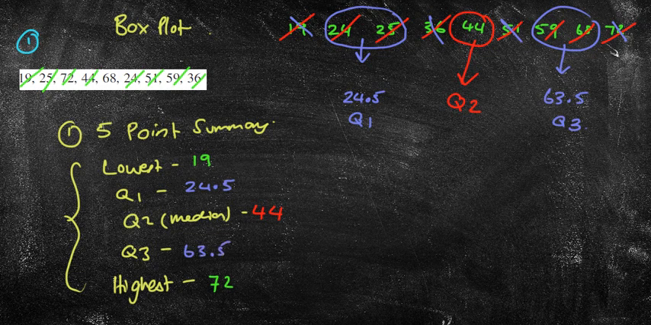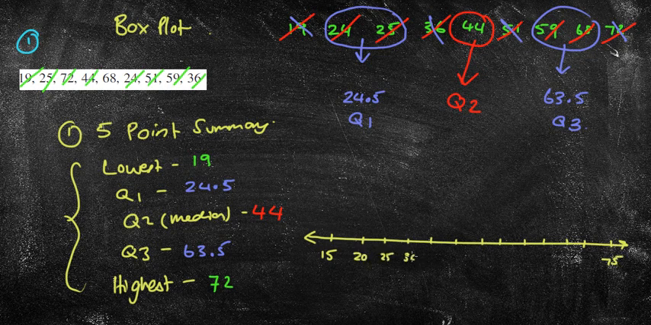Alright, so now all I'm going to do is have a bit of a number line here. Always important to have a scale. Now my lowest is 19, so I'm going to start here at 15 and do 15, 20, 25, 30, 35, 40, 45, 50, 55, 60, 65, 70, 75. Okay, so you can go up by any scale that you wish, but obviously you can't leave big gaps. You might have gone up by 10s had you wanted to.